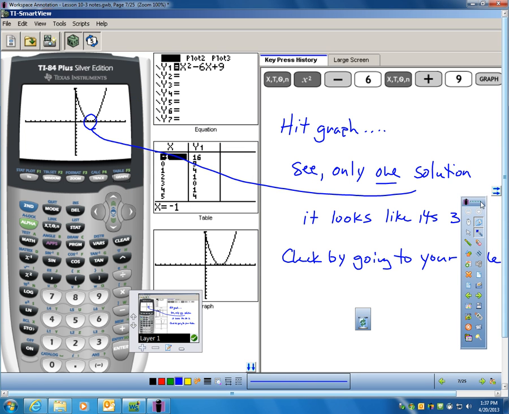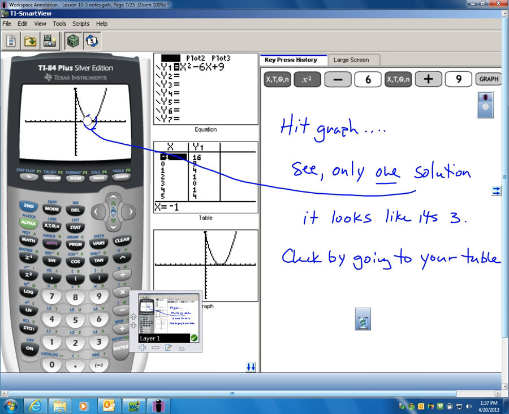When you hit the graph button, do you notice it looks like the parabola is touching the x-axis in only one place? Now, it's hard to tell on this calculator. It looks like 1, 2. I'm guessing now. I don't know that for certain. It looks like x might equal 3 here. Let's check by going to a table.